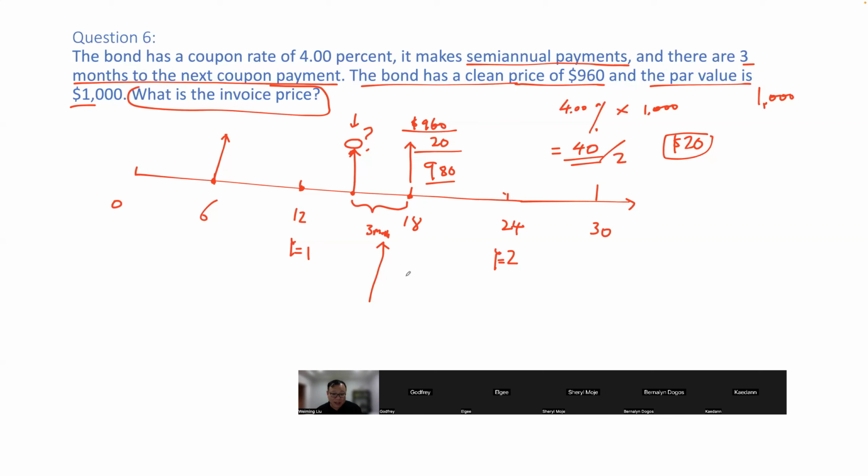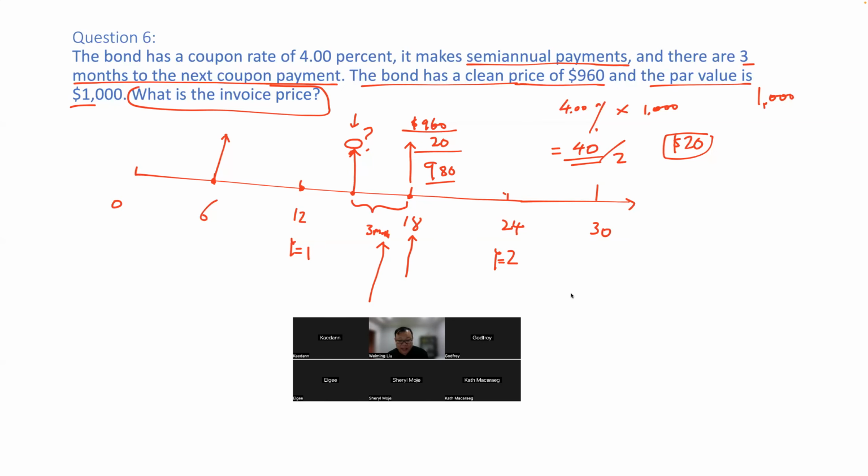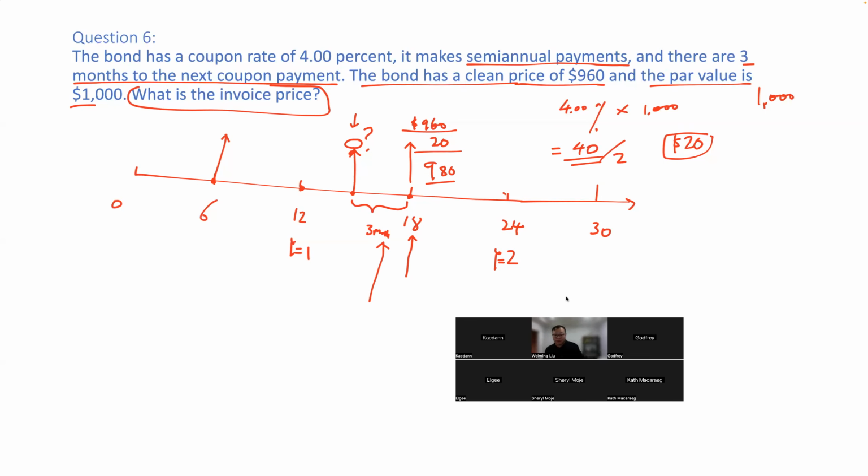So the 18th month coupon payment will be received by the new buyer, but the seller has held it for 6 months, right? So does this make sense? If this makes sense, give me a thumbs up. 1, 2, 3.